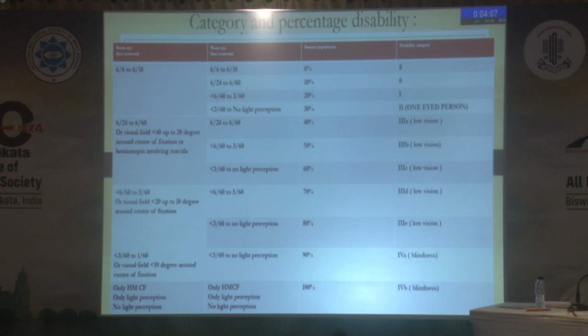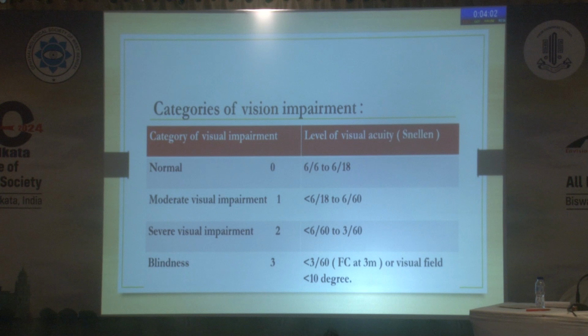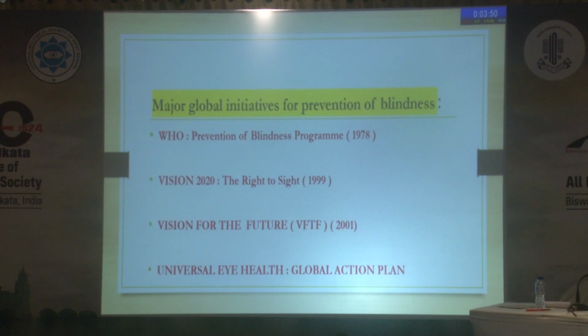Category and percentage disability: one-eyed person 30% for benefits. Categories of vision impairment: normal 6 by 6 to 6 by 18, moderate visual impairment less than 6 by 18 to 6 by 60, severe visual impairment less than 6 by 60 to 3 by 60. Major global initiatives for the prevention of blindness: WHO Prevention of Blindness Program, Vision 2020, the Right to Sight, Vision for the Future, Universal Eye Health Global Action Plan.